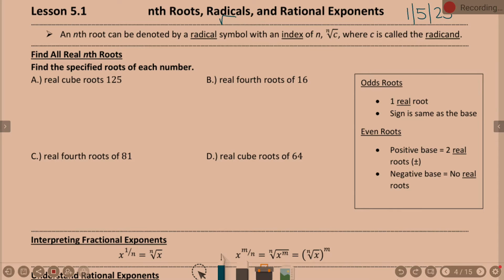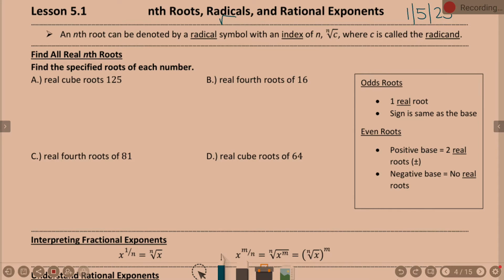Now, when I say square root, what do I mean to take the square root of something? Square root of 25. 5. Why? Because 5 times 5 is 25. A number times itself is what I'm looking for here, right? So when we talk about square roots, number times itself.